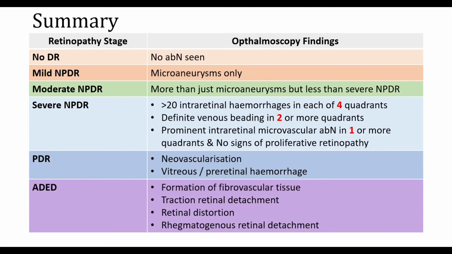To sum up, mild NPDR has only microaneurysms. 4-2-1 criteria is used for diagnosing severe NPDR, whereas moderate NPDR is between mild and severe NPDR. Neovascularization signifies PDR, and fibrovascular tissue and retinal detachment point towards ADED.